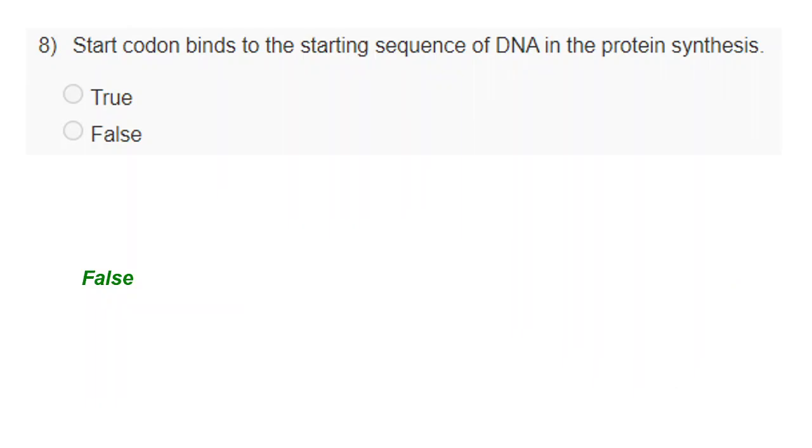Start codon binds to the starting sequence of DNA. This is a wrong statement, because the start codon is present in the mRNA and it will be read by the ribosome. DNA has nothing to do with this, because DNA has already done its job. DNA was the genetic material, it has already been converted to mRNA. From DNA to mRNA it's called transcription, and from mRNA to protein it's called translation. So now it's the mRNA's job. So this statement is not right.